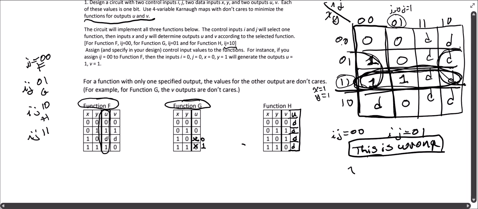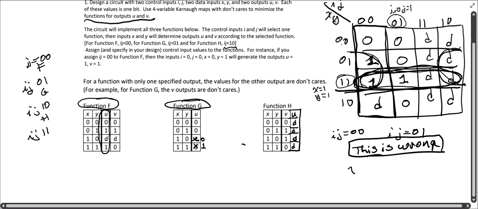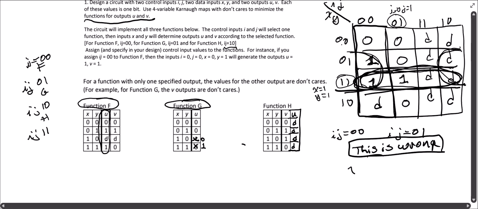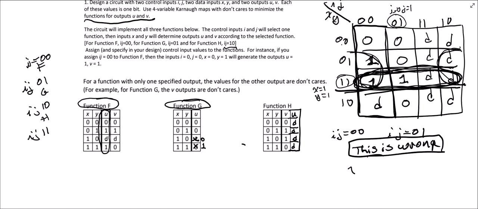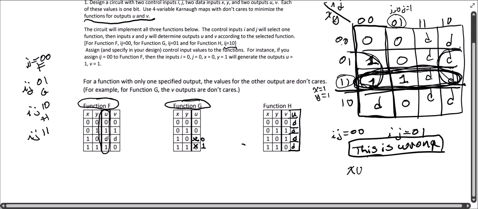So if I look at this horizontal circle, I can see that i and j, i can be 0 or 1 if I look at all these squares, and j can be 0 or 1. And so that means they don't end up in our expression. But in this circle right here, this horizontal circle, x and y are both 1. So that means my expression has an x, y in it where they're not complemented. And I'll have a plus for this next group.